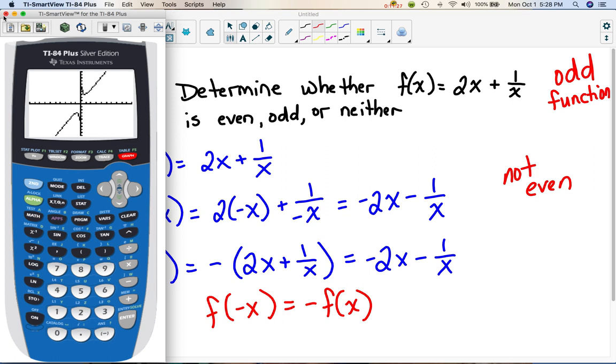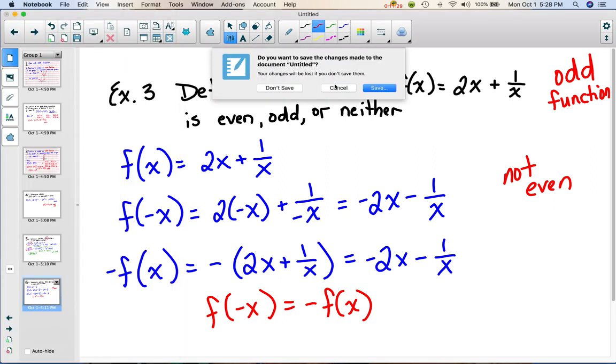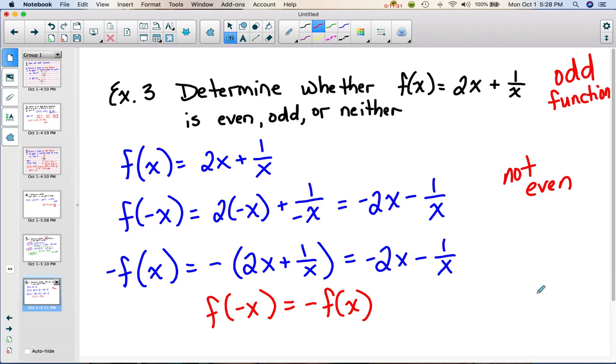So that is how you determine even and odd functions. That will help with some of your homework problems in this section.